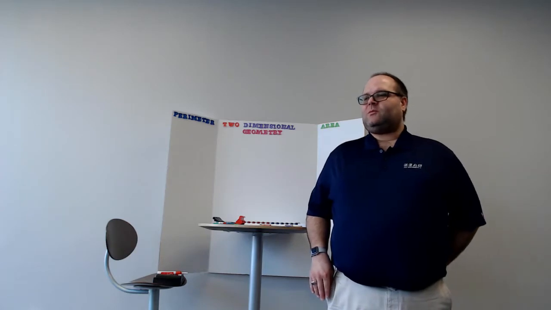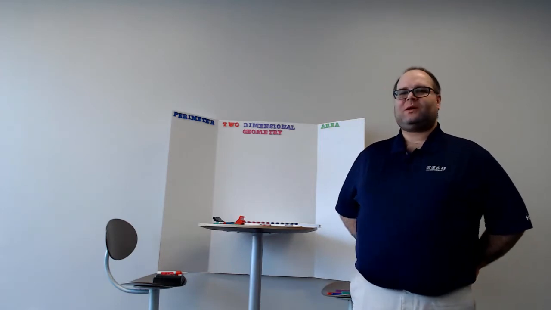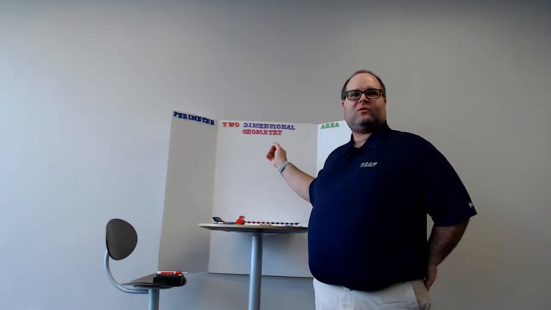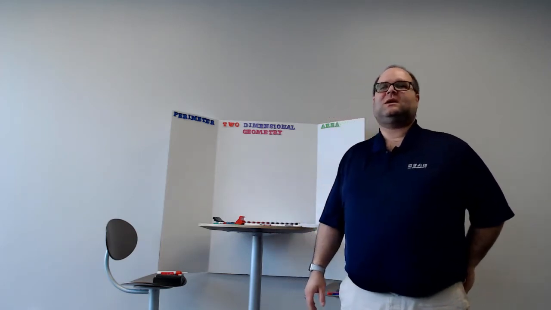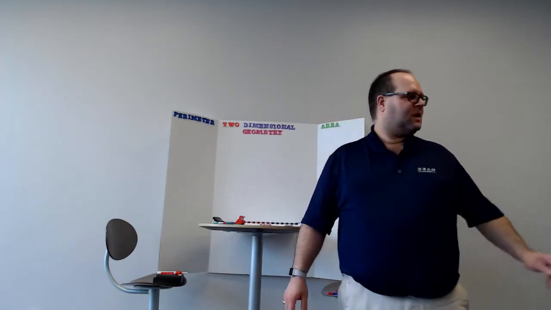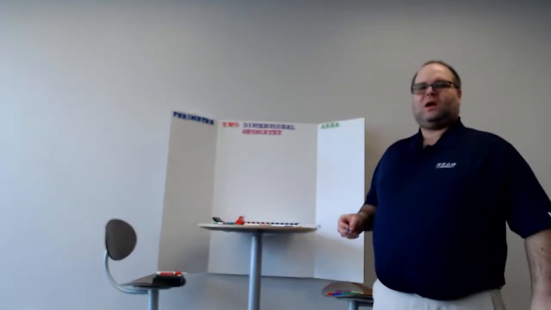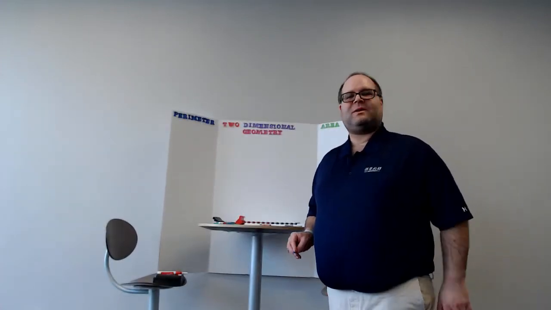What you're seeing behind me is a rendition of the topics that we're going to be covering today, particularly two-dimensional geometry, where we're going to be talking about perimeters and areas, how to distinguish and determine those in a number of different settings. In order to start with our topics, the first thing we need to look at is the notion of a point in space.